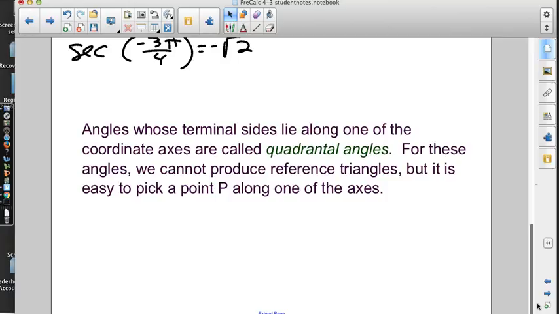So, quadrantal angles. That's a good place for us to stop because with quadrantal angles, we do want the coordinate geometry memorized.